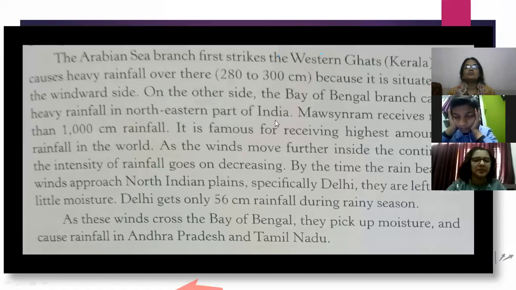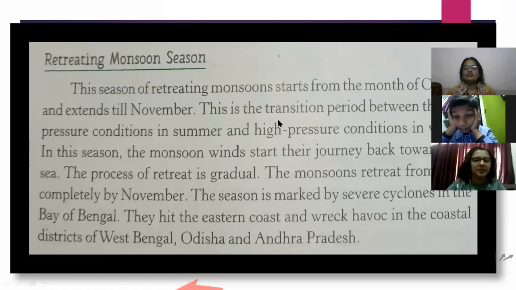Now, this is the retreating monsoon. Yesterday what we had was retreating monsoon. This season of retreating monsoon starts from the month of October and extends till November. Sometimes it may extend till December also. This is the transition period between the low pressure conditions in summer and high pressure conditions in the winter season.